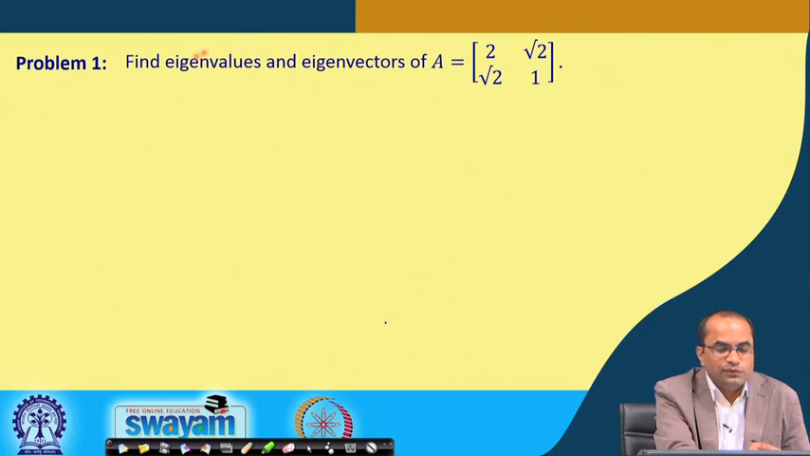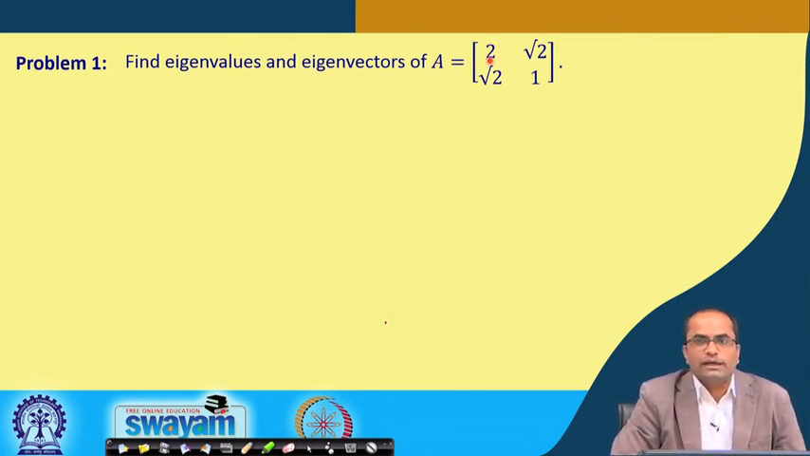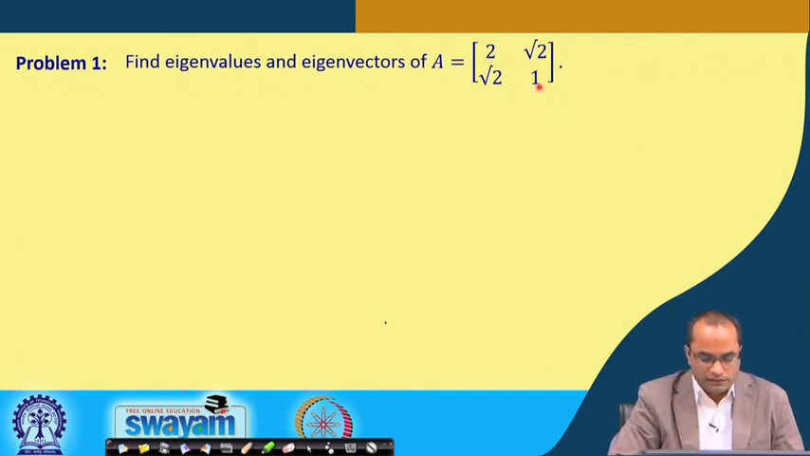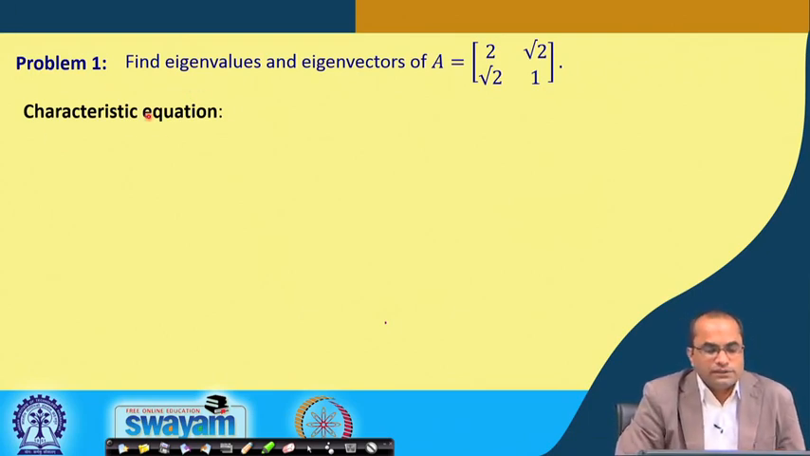Find eigenvalues and eigenvectors of this matrix. Again, a very simple matrix. We have taken 2, square root 2, and then square root 2 and 1 there. So, the characteristic equation we have to write down as a first step to find the eigenvalues.